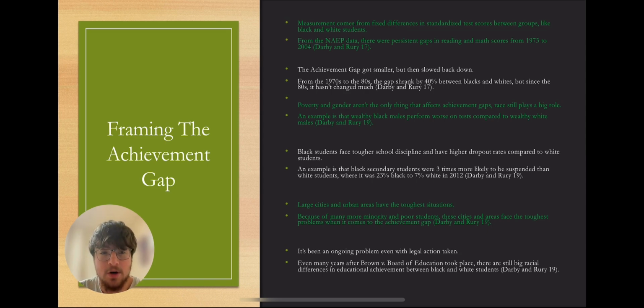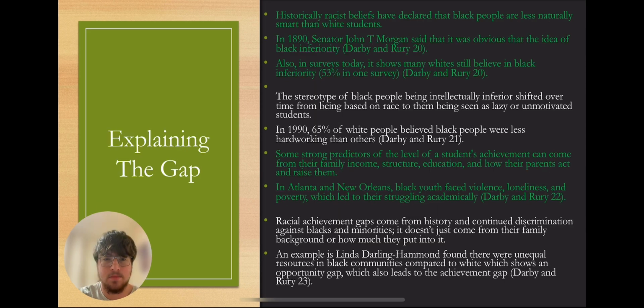Large cities and urban areas have the toughest situations and upbringings, which affect the achievement gap. Because of many minority and poor students, these cities have the toughest areas when it comes to the achievement gap because they have such high poverty. It's been an ongoing problem over time. Even many years after Brown versus Board of Education took place, there are still big racial differences in education between black and white students.